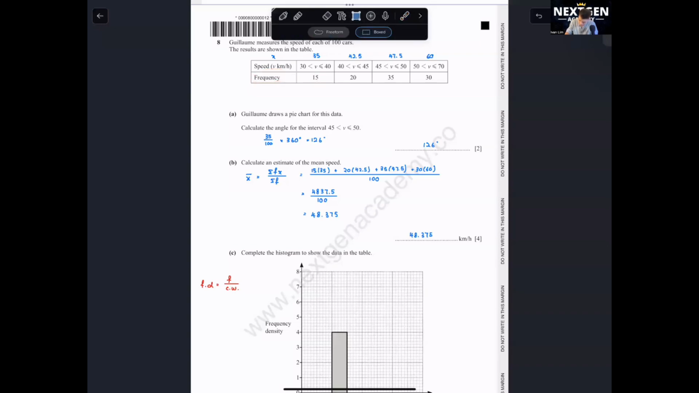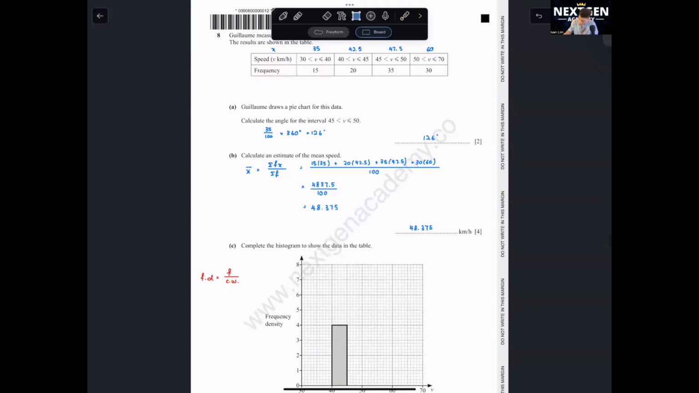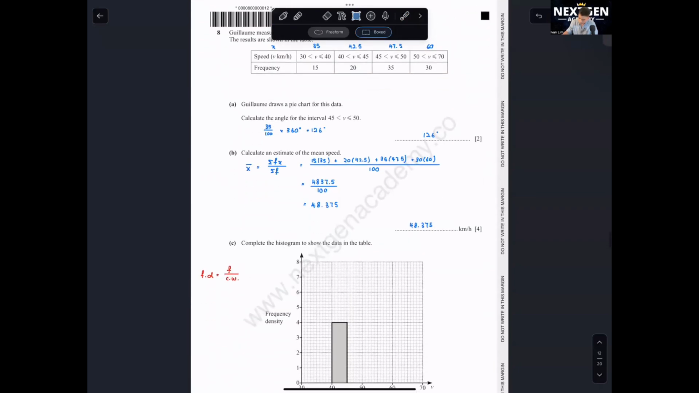I will just continue from the top over here. So class width for this will be 10. Then 30 to 40, 5, 5, 20. So FD will be equal to 15 over 10, 20 over 5, 35 over 5, and 30 over 20. Calculate this, it will be 1.5.